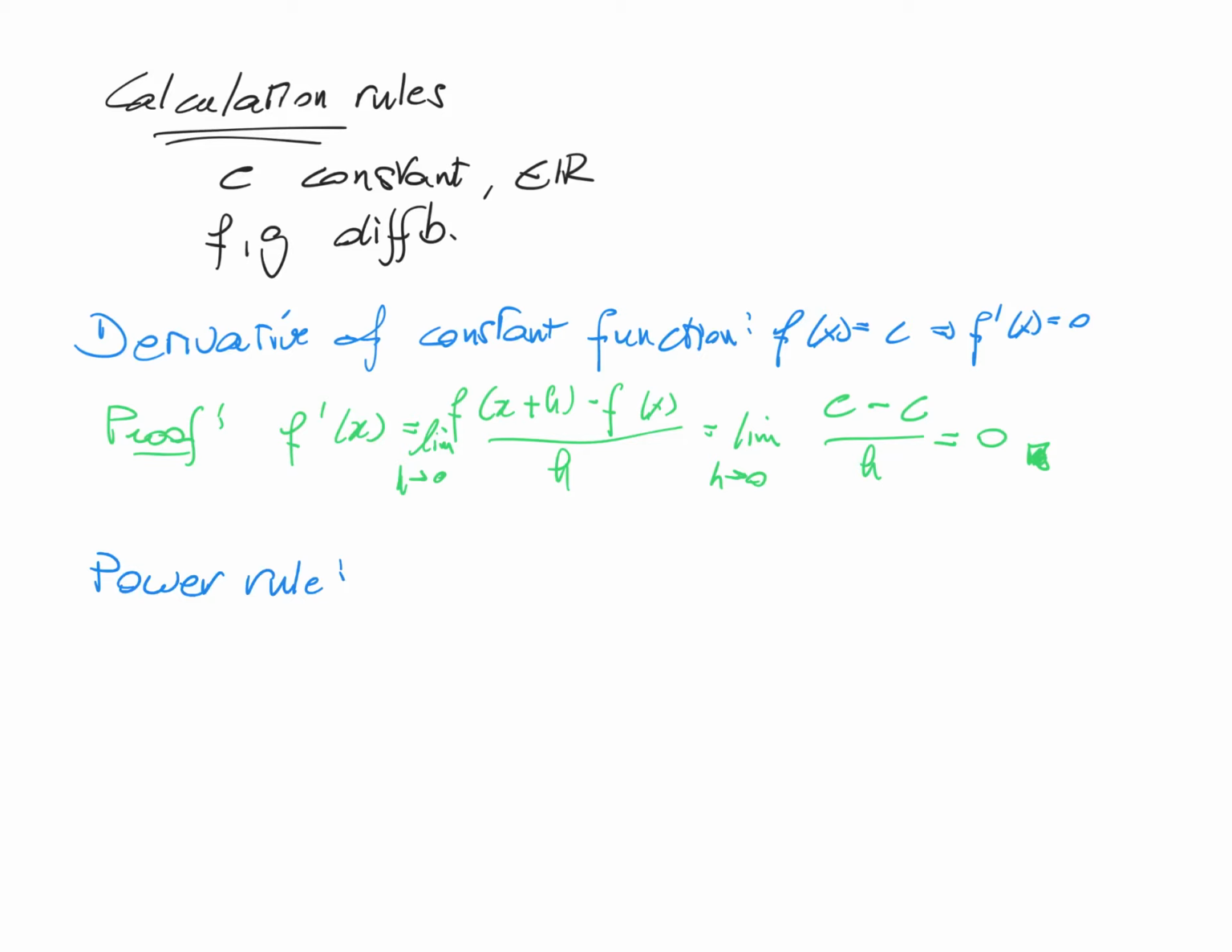So the power rule basically tells me what to do if my function f of x is x to some power n, where n is positive and a natural number. In this case, my derivative will be n times x to the power n minus 1. So you multiply with the original power, and then you have x to the power n minus 1. Again, for the proof, we take the formula and we plug it in.